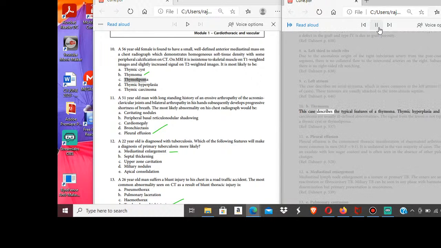10B. Thymoma. This case describes the typical features of a thymoma. Thymic hyperplasia and thymic carcinoma are usually ill-defined abnormalities. The signal from the lesion is not typical for a thymic cyst or thymolipoma. Ref. Dähnert, P. 537.